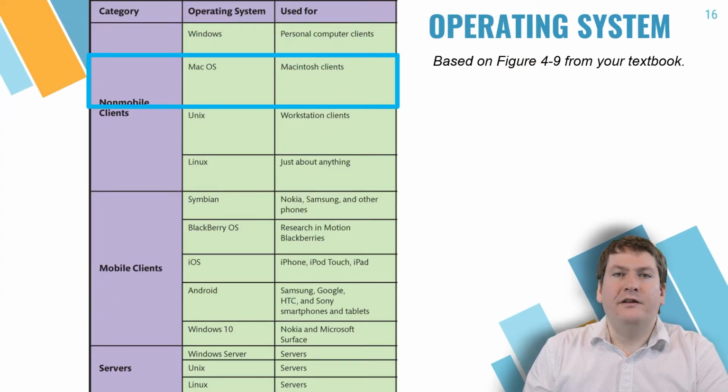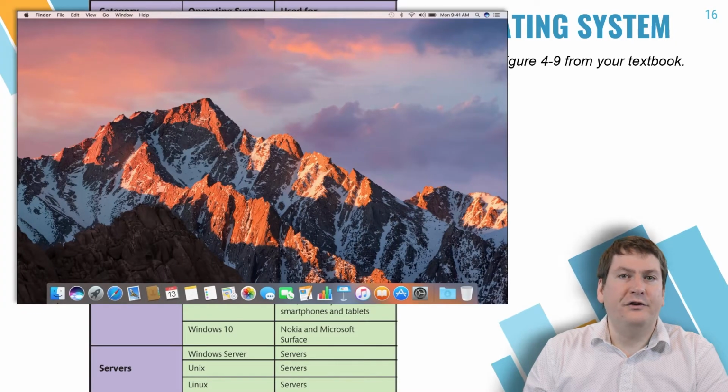But Windows is not the only desktop operating system. Apple computers, for example, mostly run Mac OS. In some cases, it's possible to install Windows on them, but most Apple users stick with Mac OS, and that's shown right here in this screenshot.